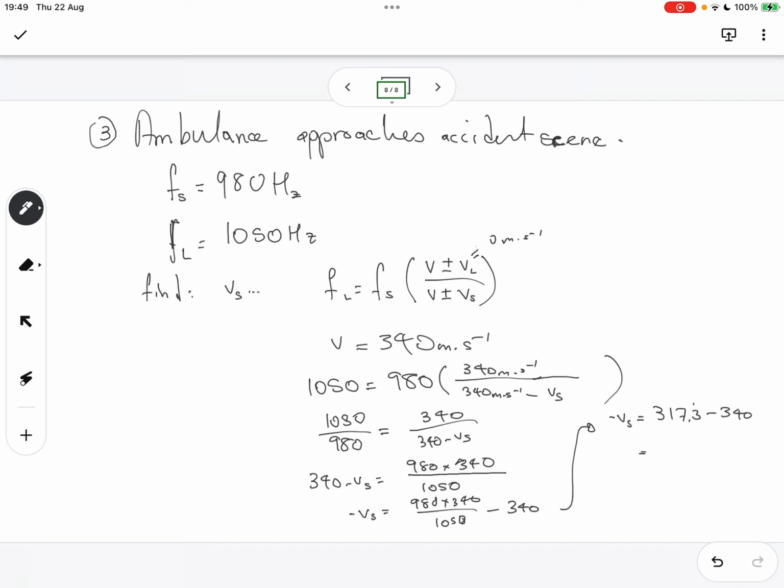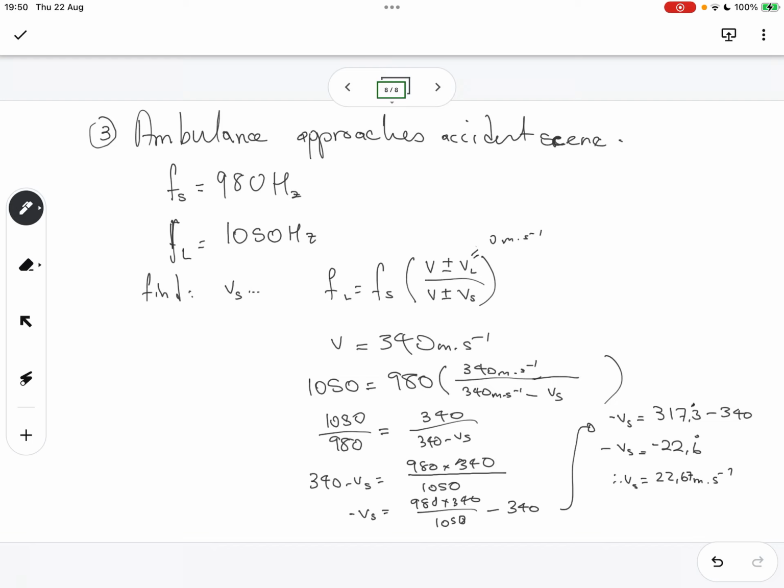That's going to give us a negative answer. So let's say minus 34. So we get negative Vs equals negative 22.6 recurring. Therefore, Vs equals 22.6 meters per second. Let's check our answer. So you were correct in concluding.